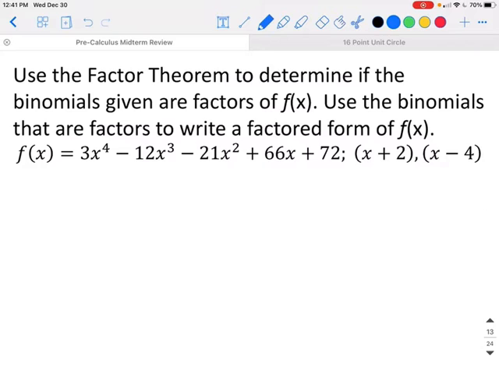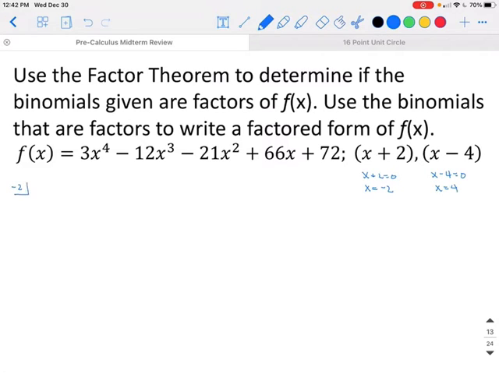Use the factor theorem to determine if the binomials given are factors of f of x. Use the binomials that are factors to write a factored form of the function. So we need to check x plus 2 and x minus 4. To do this, remember each of these are equal to 0, so you're first going to solve for x. So we're going to check when x is negative 2 and when x is equal to 4.